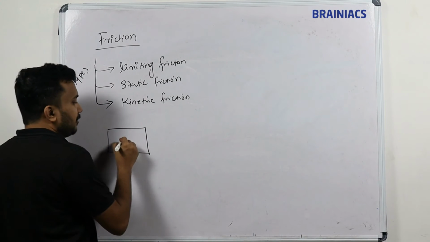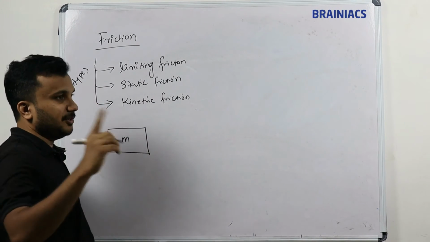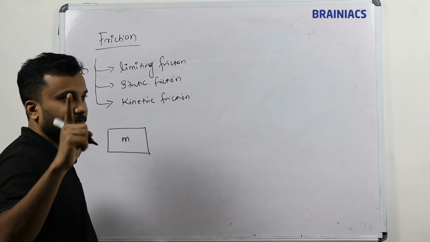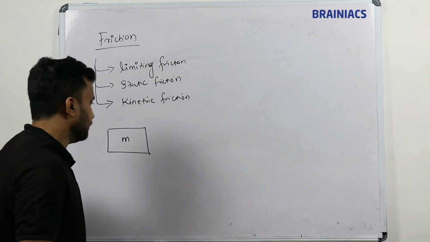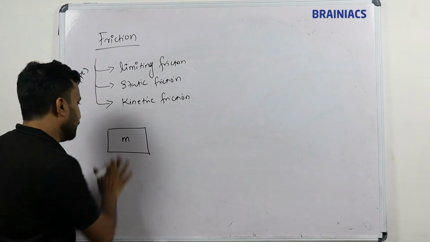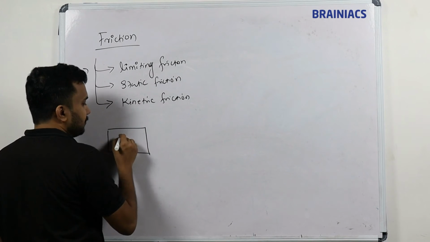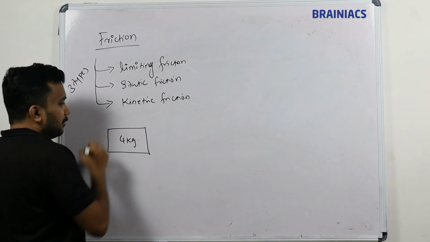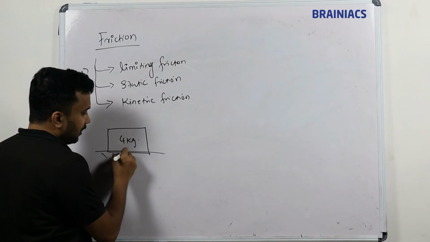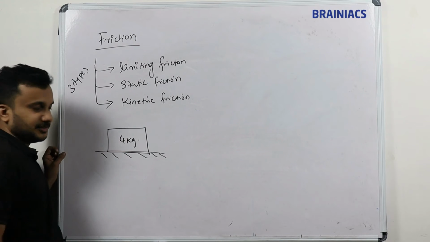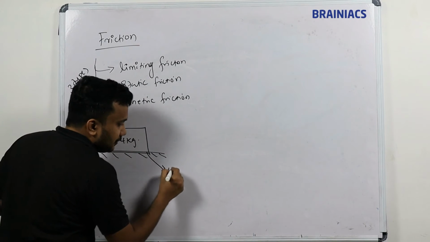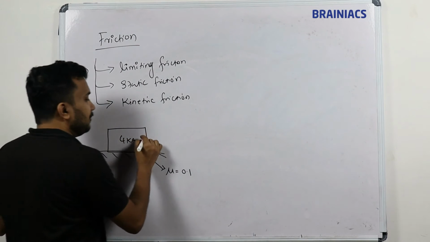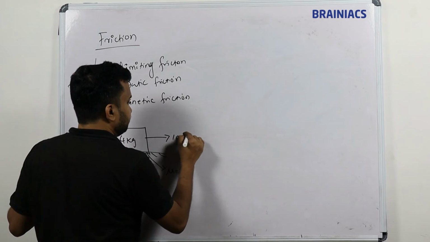Suppose a body of mass m kilogram. Listen very carefully. This is an important concept. Definitely you will get one question from friction for NEET or JEE. There are high chances. Let me consider a mass, for example, a 4 kilogram mass. This 4 kilogram mass is resting on a surface, and the coefficient of friction mu equal to 0.1 is given. I am pulling with a force of 10 Newton.